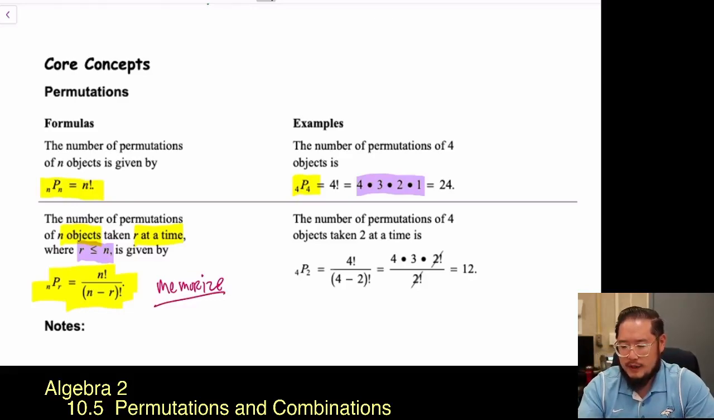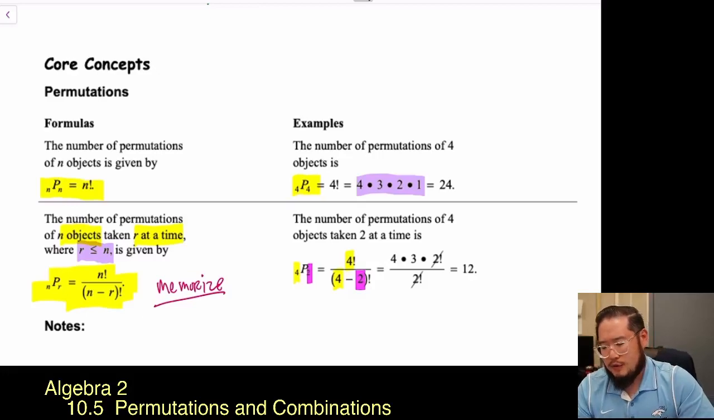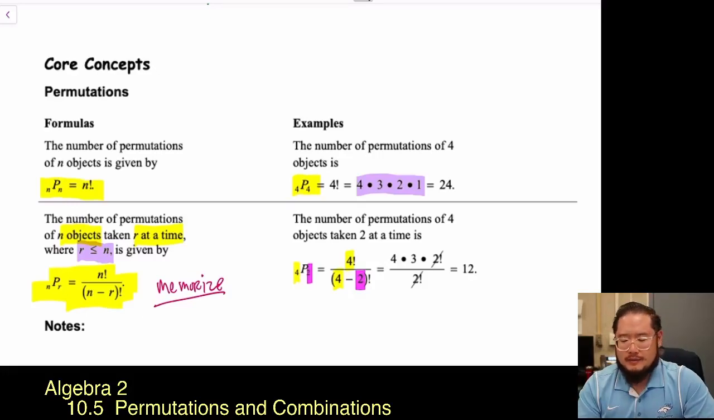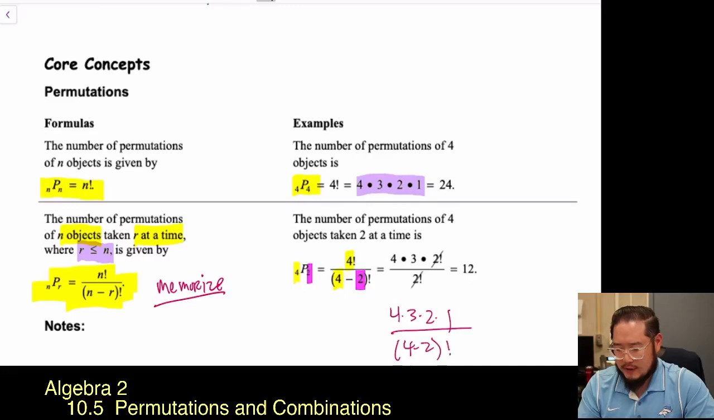If you pay attention right here to our example, 4, and take a look, that's what n happens to be, and I'm highlighting where n is. Next up we have r, which is 2, and that goes into the equation. If you were to do this by hand, and you may have to depending on the question, you take 4 factorial, so 4 times 3 times 2 times 1. And then you have your 4 minus 2 factorial. So 4 minus 2 gets you 2.